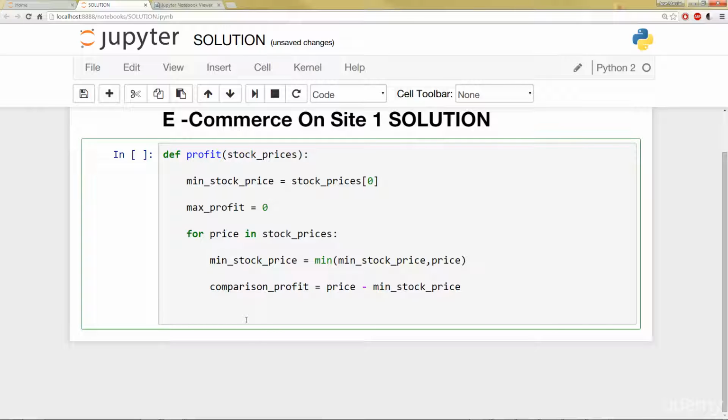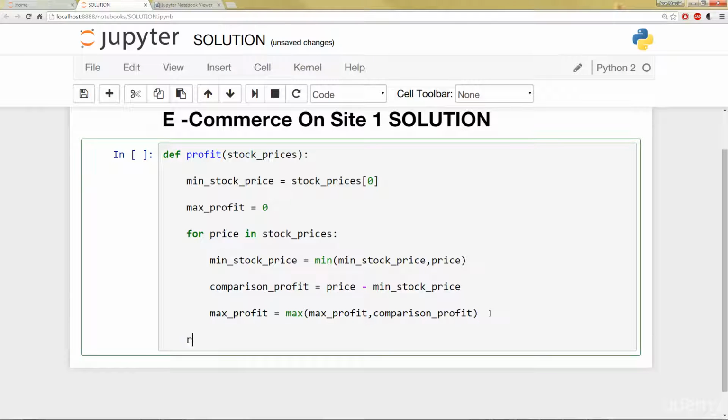So let's go ahead and check that profit against our max profit so far. So I'm going to say max profit equals max between our current max profit and then our comparison profit that we're comparing to. And after that, you just need to return max profit.